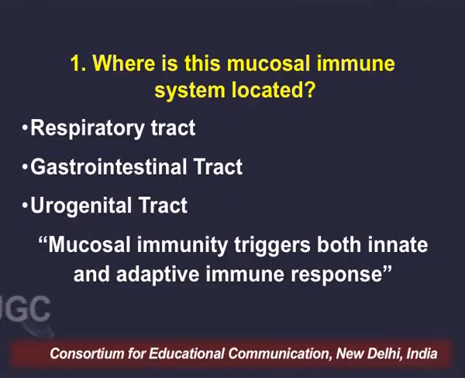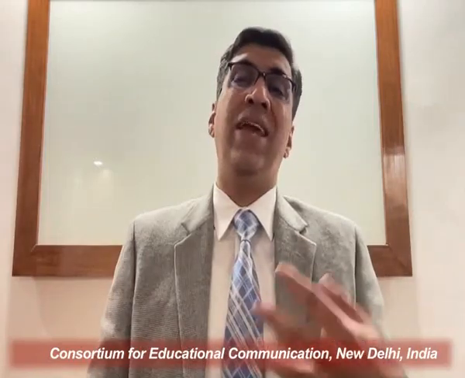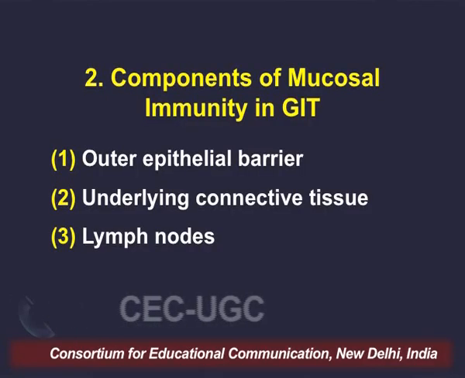So all these systems, all these tracts, are exposed to the external microorganisms that are present in the environment. And the most important thing about the mucosal immune system or response is that it triggers both innate as well as adaptive immune response. And since we are dealing with edible vaccines, which are consumed through the buccal cavity and enter into your gastrointestinal tract, I'll be mainly focusing on the mucosal immune system of the GIT.